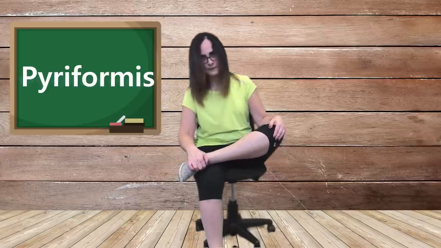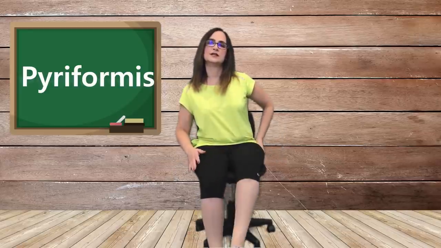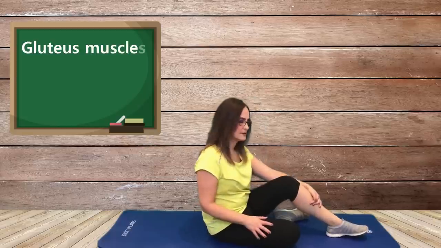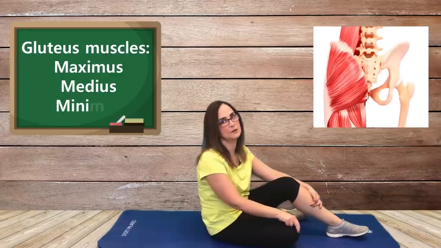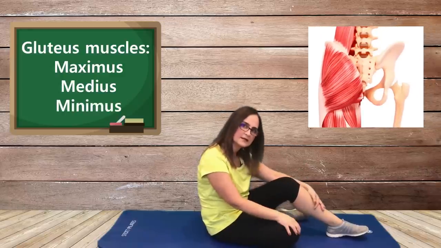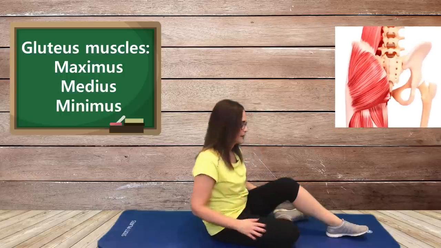Come back slowly. You should feel stretching in this area here. The other type of exercises that I recommend, you need to find a flat surface, a hard surface, preferably with a mat to be comfortable, and then you can do these exercises. We're going to do exercises for the gluteal muscles. So there are three types of gluteus muscles, the gluteus maximus, medius, and minimus. We're going to combine the exercises and do this for all of them at once.